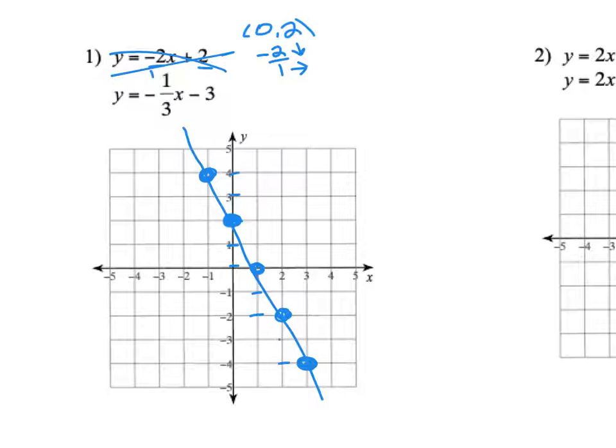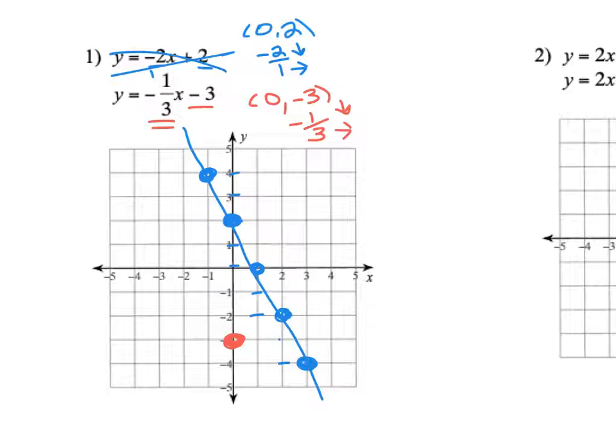Now my second one, my b is negative 3. So I'm going to begin at 0, negative 3, which is right here on my y-axis. Now my slope is my number in front of my x, and that's negative 1 over 3. So I'm going to go down 1 and right 3. Remember that if my slope is negative, I go down and right, and if my slope is positive, I go up and right. I always go right.